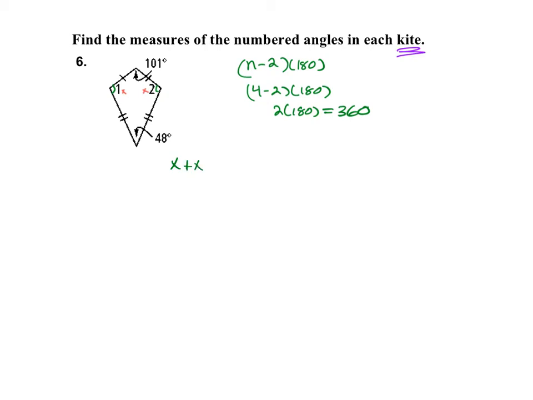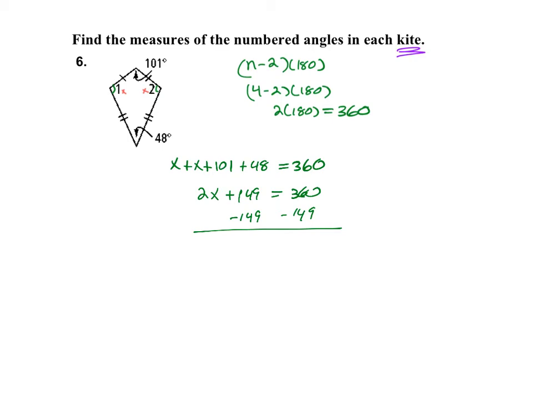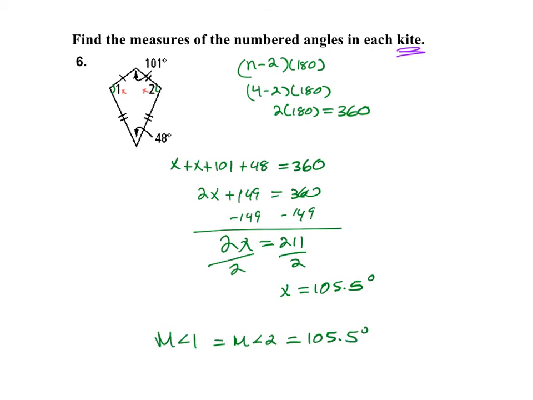So I have x plus x plus 101 plus 48 equals 360. So 2x plus 149 equals 360 minus 149. So 2x equals 211. And now I'm going to divide by 2, so x equals 105.5 degrees. So the measure of angle 1, which is equal to the measure of angle 2, equals 105.5 degrees.